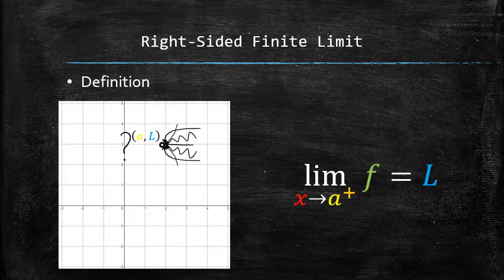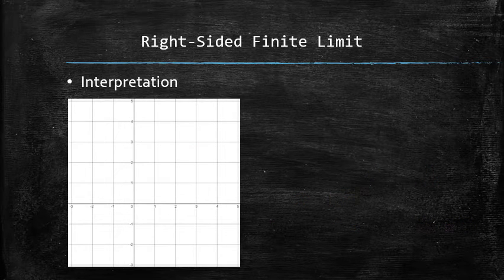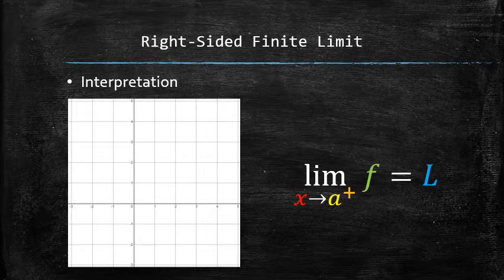All of these behaviors are described with the same limit statement and schematically can be expressed with an arrow starting to the right of the point and ending at the point. We say f approaches L as x approaches a from the right. So, to interpret the right-sided finite limit, we would first read it as f approaches L as x approaches a from the right.